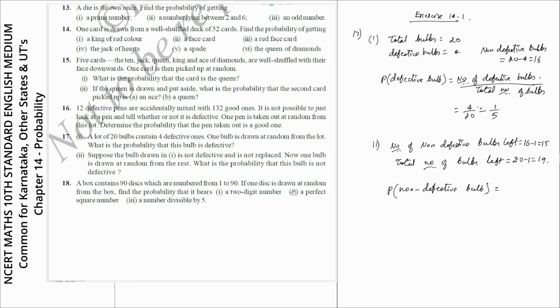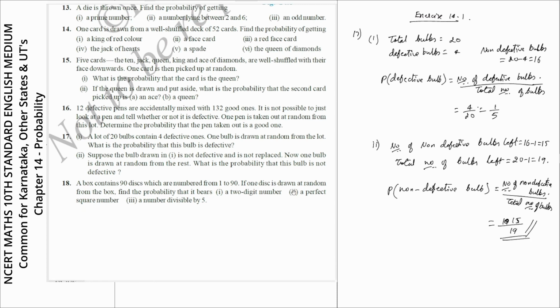Now the probability that a non-defective bulb will be picked will be equal to number of non-defective bulbs divided by total number of bulbs. You can avoid this sentence. Directly you can write the numbers. Number of non-defective bulbs left is 15. Total number of bulbs left now is 19. So 15 by 19. So we can't simplify this one.